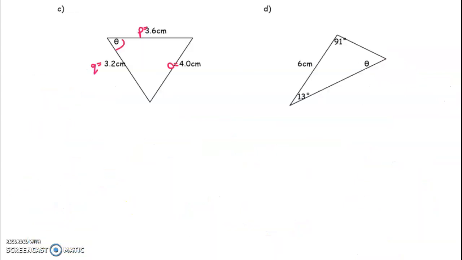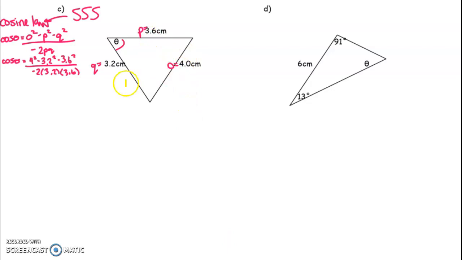Letter C. Again, pause the video and try letters C and D by yourself, and come back and see if you've got them right. For letter C, I've labeled P, Q, and O for the side lengths, and since I have all three sides, I'm going to use the cosine law to solve for my angle theta. So cos theta is equal to O squared minus P squared minus Q squared over negative 2pq, and I plug in my values for each of the corresponding variables and use my inverse cos to solve for theta. I get a theta of 72 degrees. From here, I can find another angle.